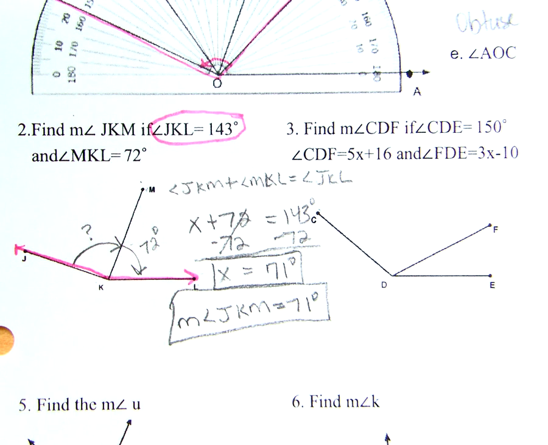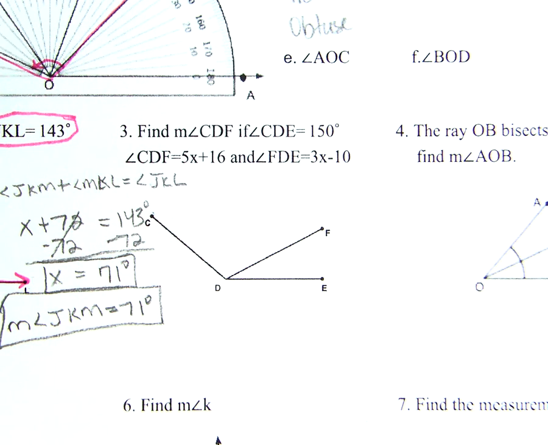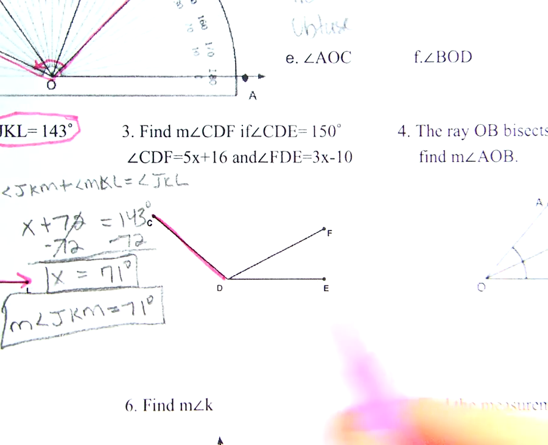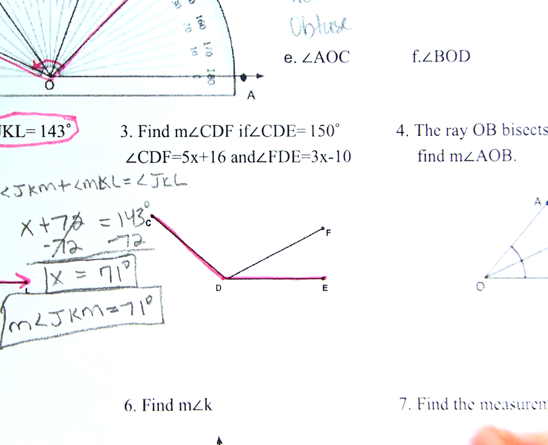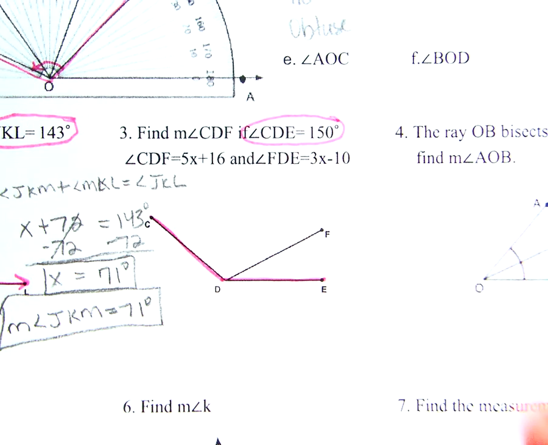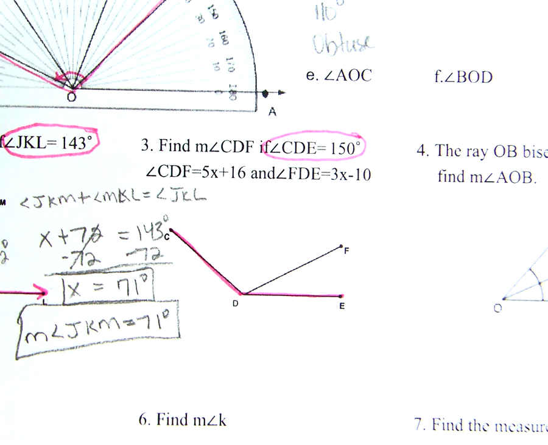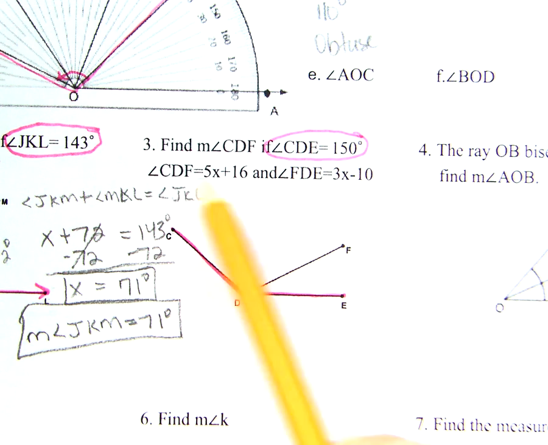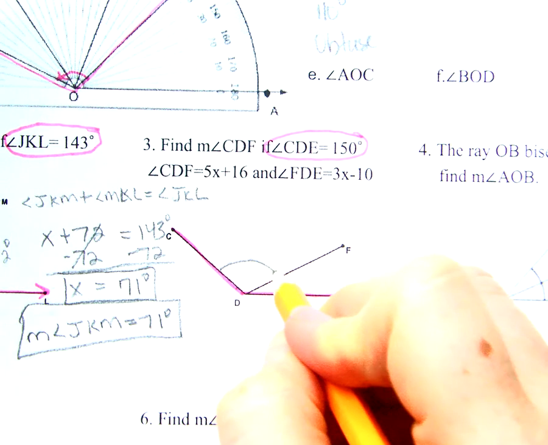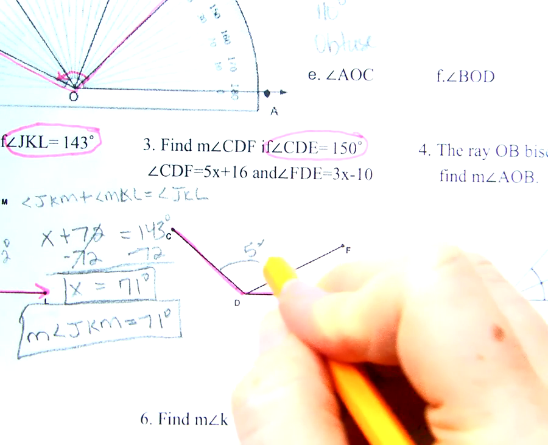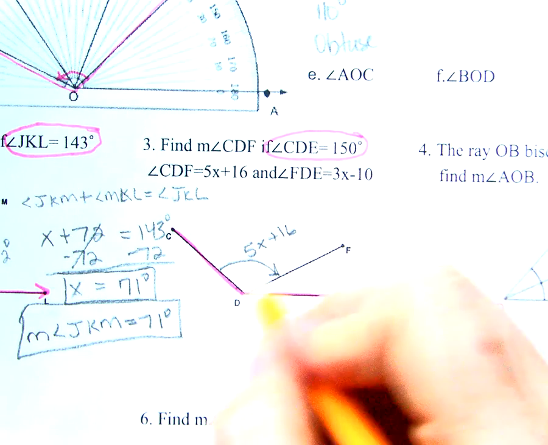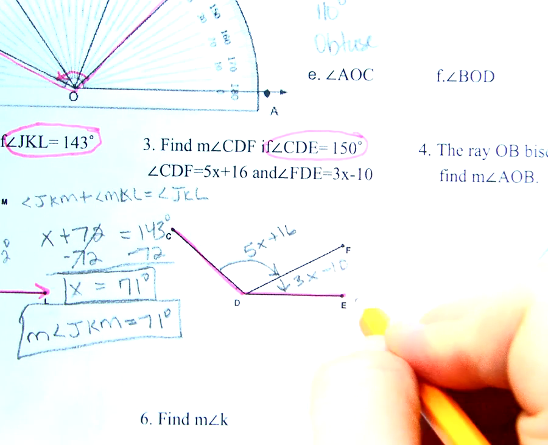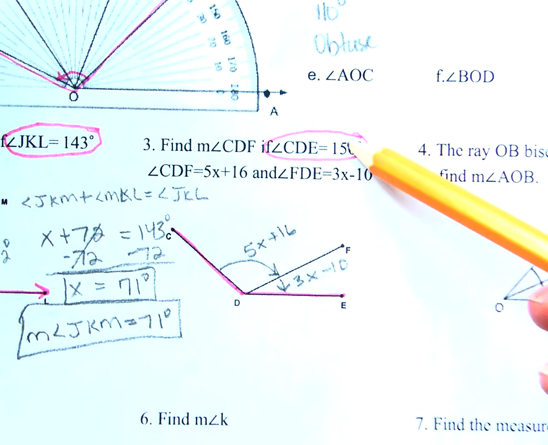Okay, let's do that again. Looking at number 3, this time with variables involved, I'm going to make sure I look at all of it. So CDE is the entire angle, and the entire angle is 150. CDF is 5x plus 16, so this part is 5x plus 16. And FDE is 3x minus 10.